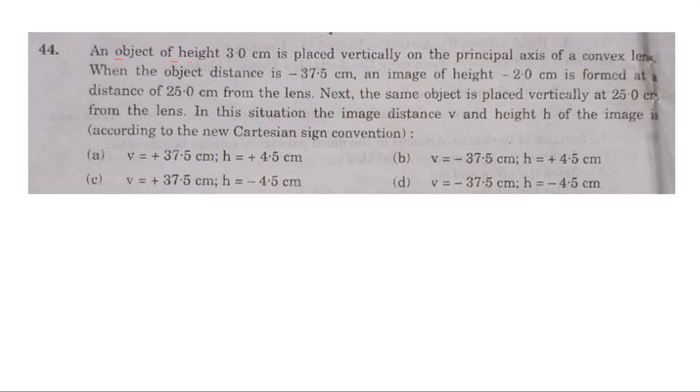An object of height 3 cm is placed vertically on the principal axis of a convex lens. When the object distance is -37.5 cm, an image of height -2 cm is formed at a distance of 25 cm from the lens. Next, the same object is placed vertically at 25 cm from the lens. In this situation, what are the image distance v and height h of the image according to the new Cartesian convention? For this, the answer is v equal to 37.5, h equal to -4.5. Option C is the correct answer.